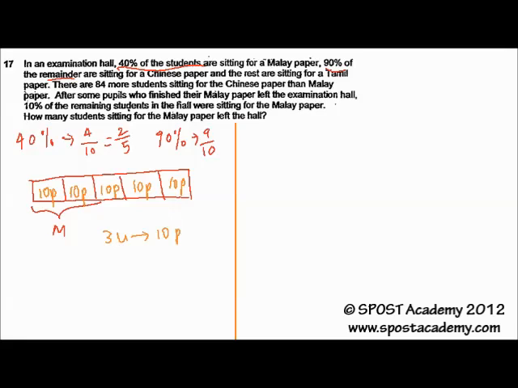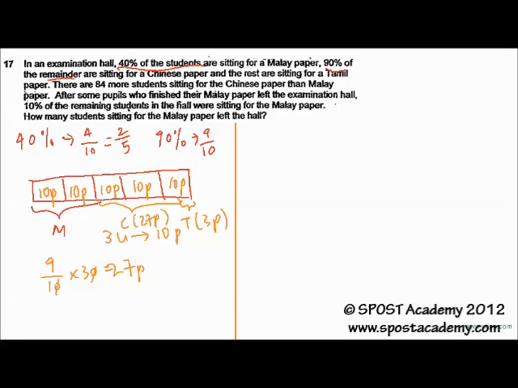The common number will actually be 30. So that means there's a total of 30 parts here, and 90% of the remainder are Chinese. So we'll use 9 over 10 times 30, which is equal to 27 parts, which means that the Chinese will take up 27 parts, and since there's a total of 30, the remaining, which is Tamil, will take up 3 parts.